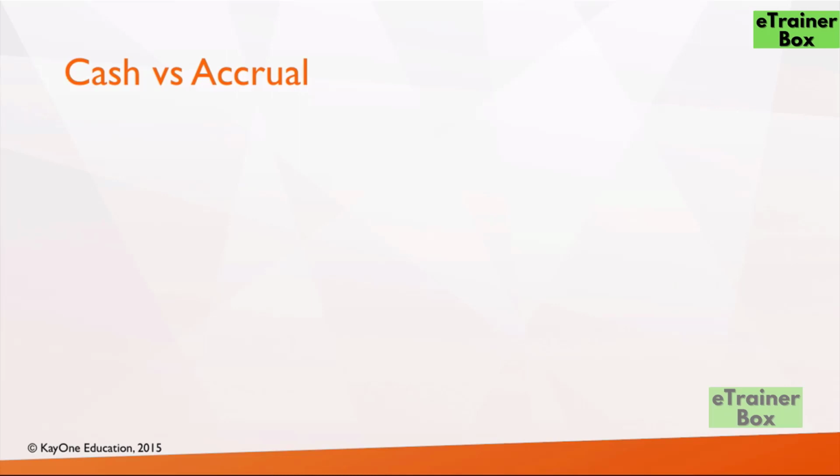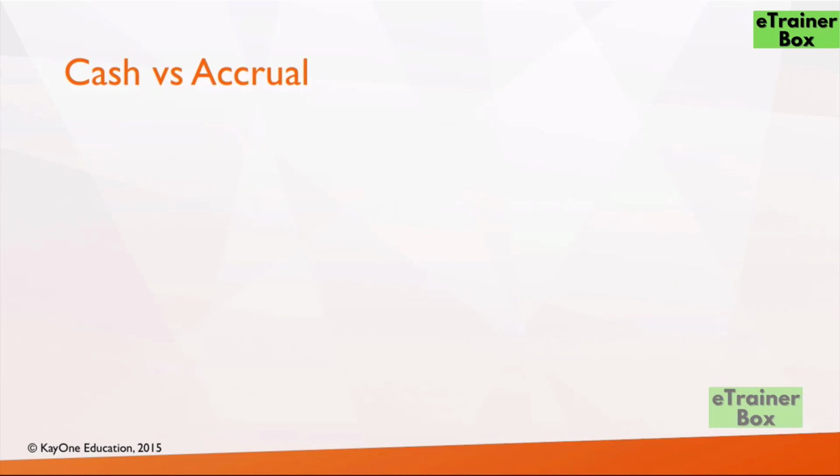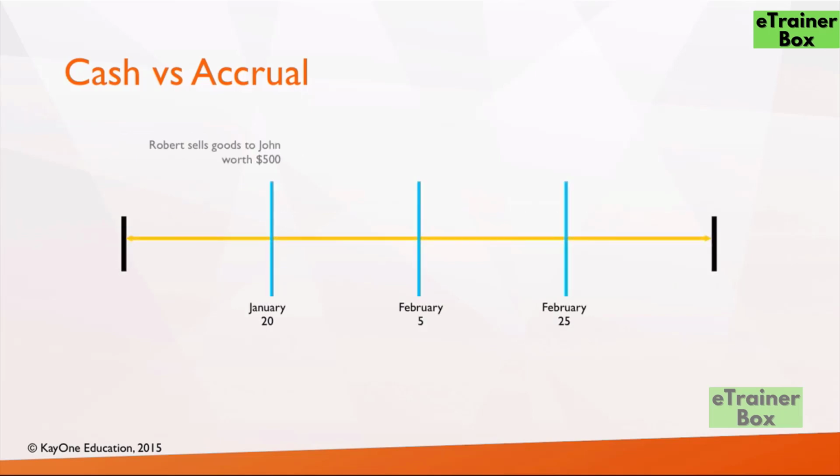Let us quickly recap the primary concept behind the income statement, which is the accrual and the cash basis of accounting. Under the cash basis of accounting, revenues and costs are accounted when cash is either received or paid respectively. Let's look at an example. Let's assume that on 20th January, Robert sells goods worth $500 to John. And on 5th of February, John pays $500 for the sale made on 20th.